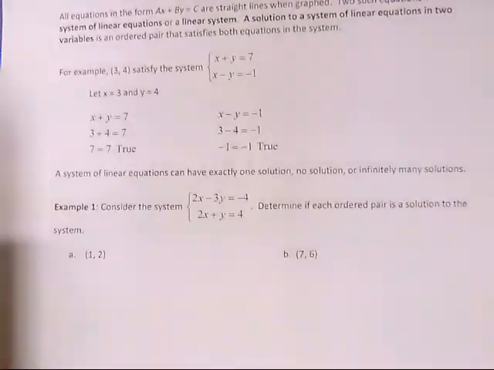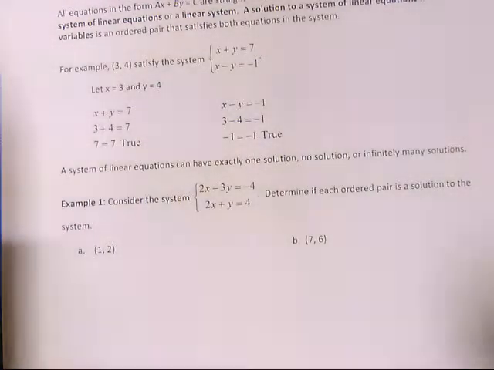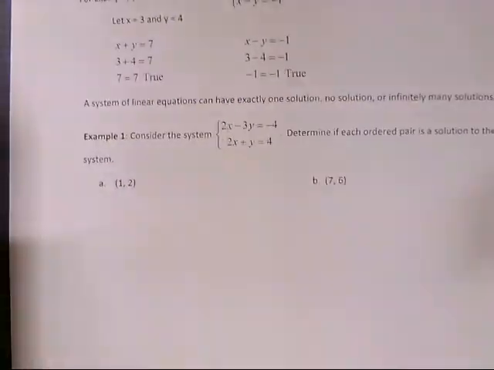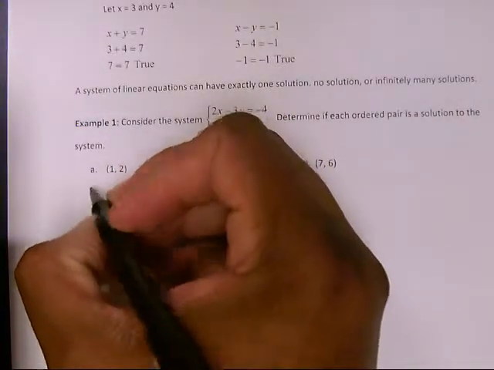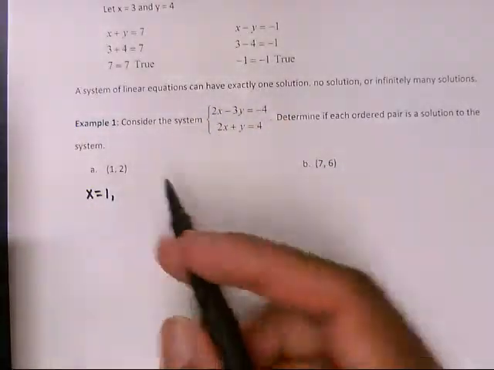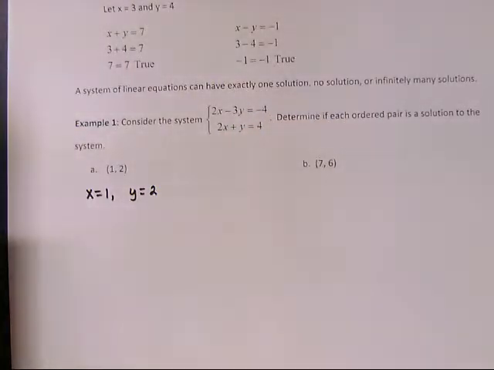In this example, we're going to consider the system 2x minus 3y equal to -4 and 2x plus y equal to 4. We want to determine if each ordered pair is a solution to the system. Starting with the ordered pair 1, 2, I'm going to let x equal 1, because in the ordered pair your first number is your x-coordinate and the second number is the y-coordinate, so x is equal to 1 and y is equal to 2.